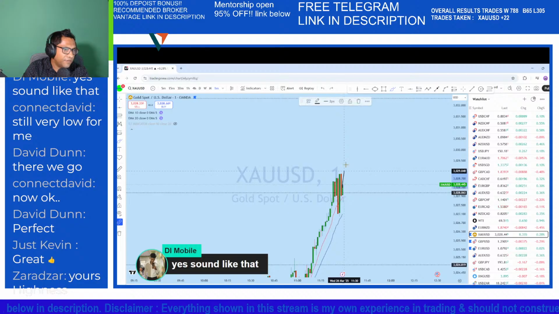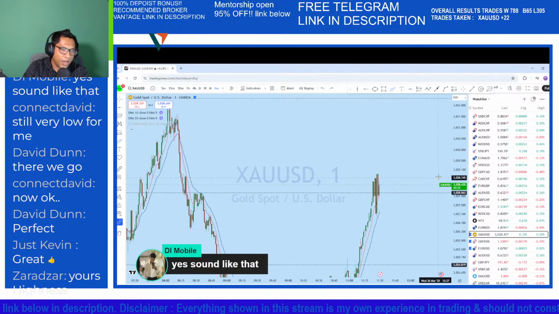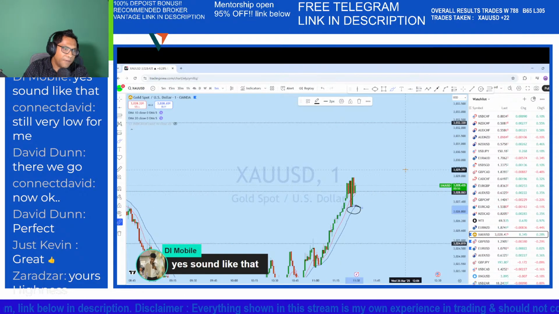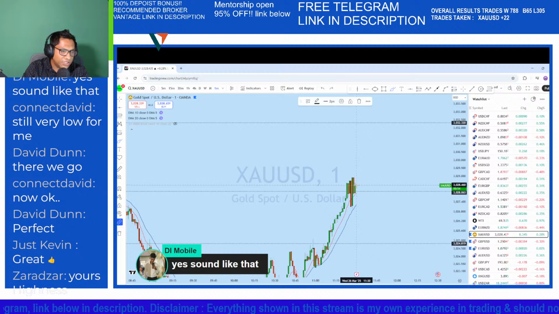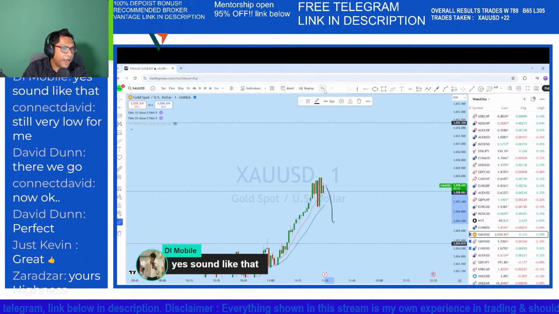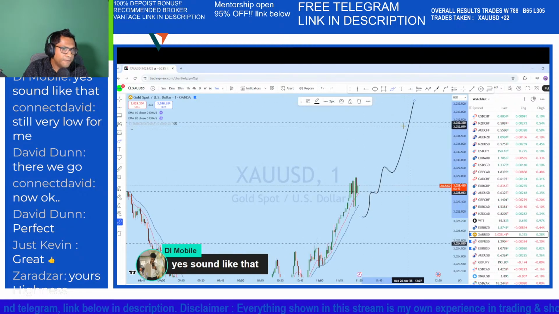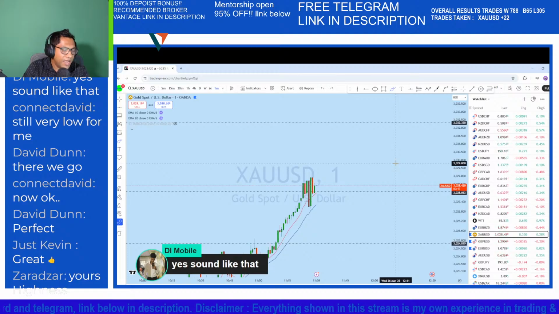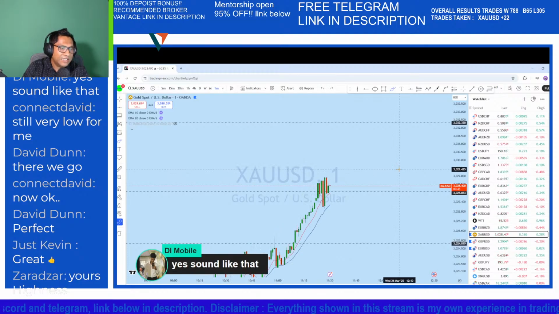This kind of structure, if it goes straight up, it's not a good idea to enter because it didn't grab enough liquidity here. I would like to see it drop well below, grab a good amount of liquidity, and then we can look for an entry in this market.